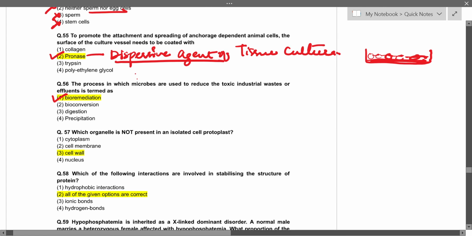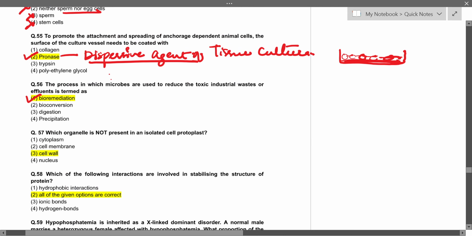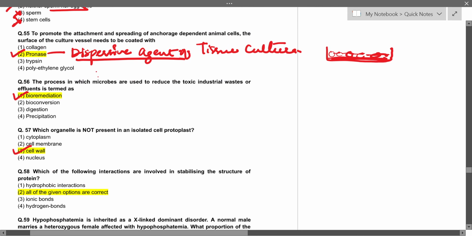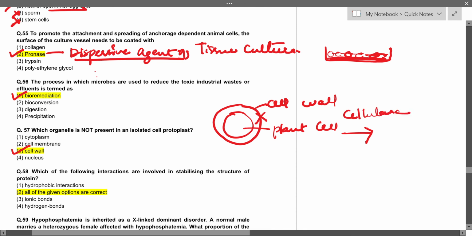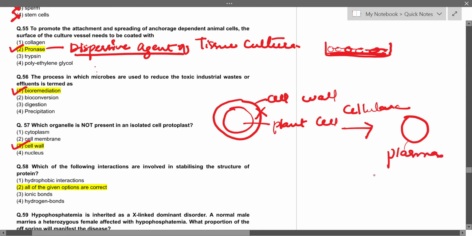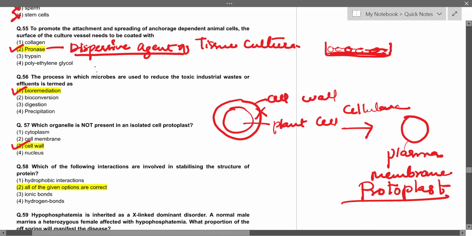Which organelle is not present in an isolated cell protoplast? Okay, cell wall is the correct option because see, this is a plant cell. It is having a cell wall. So whenever we remove the cell wall using any enzymes, like cellulase, we have only the plasma membrane cell. Now we don't have the cell wall. So a plant cell without a cell wall is called a protoplast. So protoplast is actually used for the culturing of plant cells.